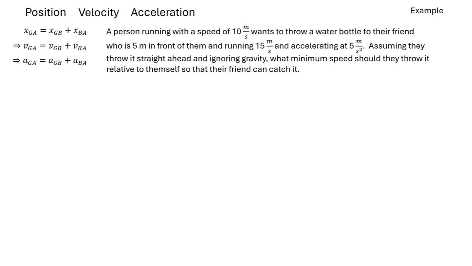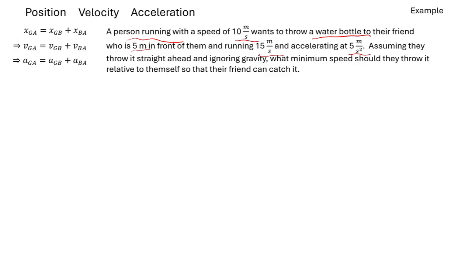Okay, so here are our rules, and here is our first example problem. We'll do another example problem in 2D later. So this is a person, call it person A, and they have some speed, and they want to throw a water bottle, which is yet another object, to their friend who is 5 meters in front of them and running at 15 meters per second. And here's the catch, they're accelerating. So they want to throw it straight ahead. And we're going to ignore gravity because honestly, we're really in one dimension anyway.